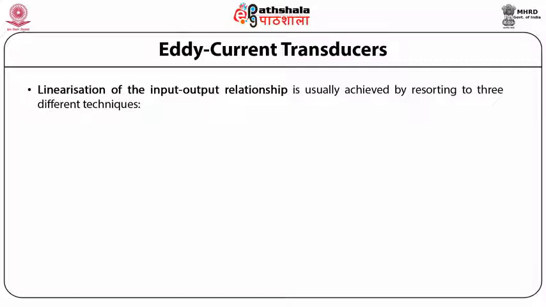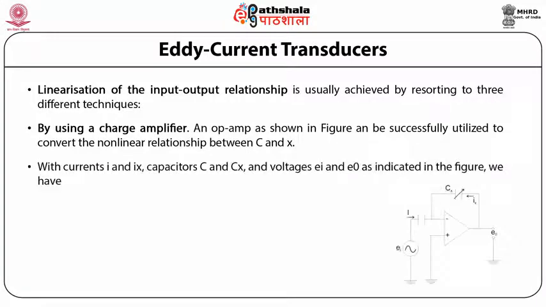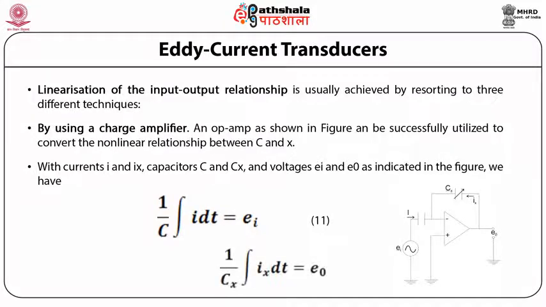Linearization of the input-output relationship is usually achieved by resorting to three different techniques. The first is by using a charge amplifier, as shown in this figure, which can be successfully utilized to convert the non-linear relationship between C and X. So with currents I and Ix, capacitors C and Cx and voltages Ei and E0 as shown in this figure, we can relate it like this: 1 by Cx integral Ix dt equal to E0 and 1 by C integral I dt equal to Ei.